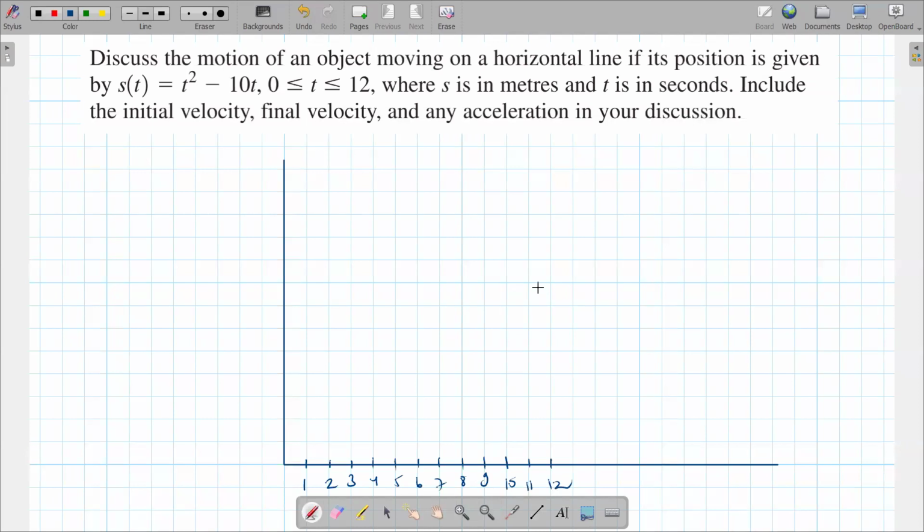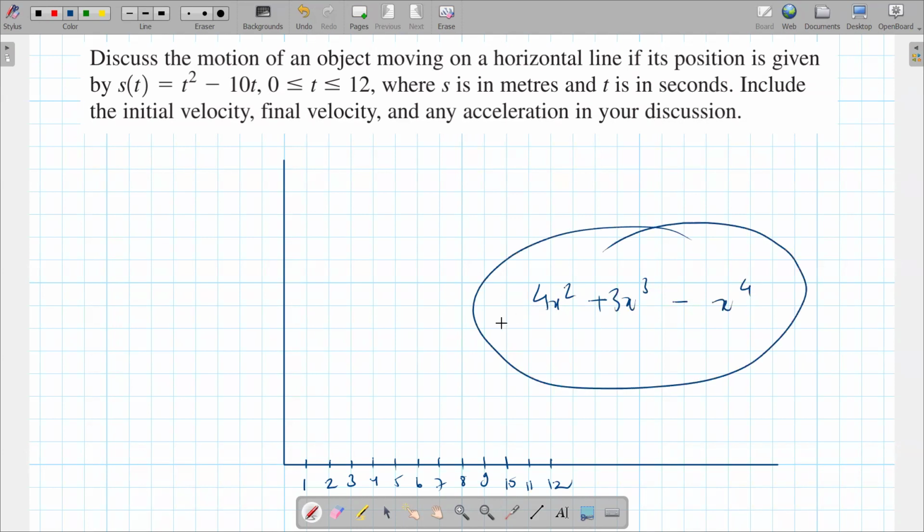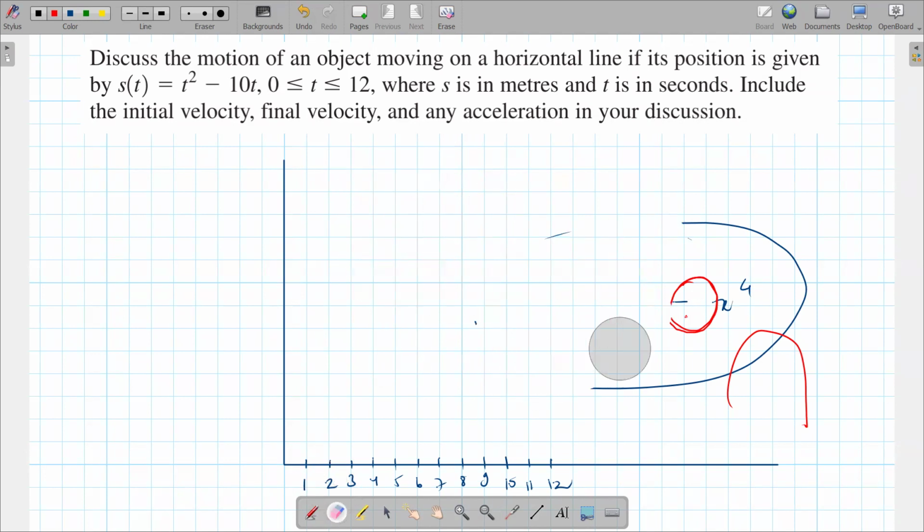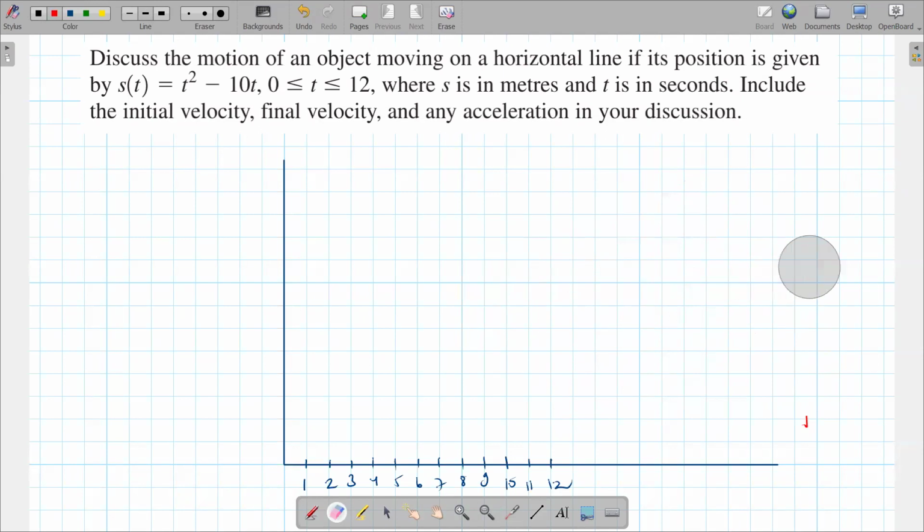Sometimes they will trick you. Look at this: 4x squared plus 3x cubed minus x to the fourth. Is this opening up or down? Up. So again, you got tricked there. You want to look at the coefficient of the highest degree term. Here it's -1, so it'll look like this. Opening up means the coefficient needs to be positive. This question is opening up, but that last example was opening down.